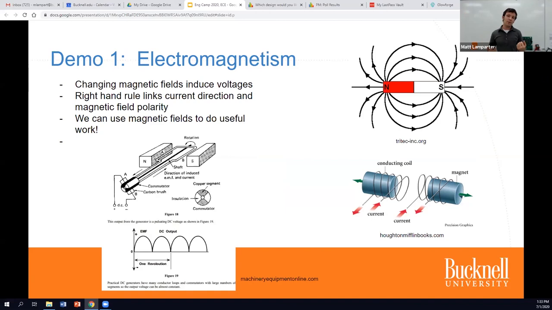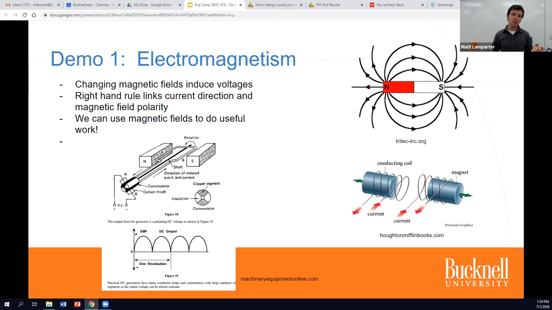The concept that's key to these motors and generators is called electromagnetism. Electricity and magnetism are so closely related that we can't talk about one without the other, so we call this concept electromagnetism. If you look at the diagram on my screen, on the left you can see the N and the S on those two rectangles. Those are two magnets, with a north pole and a south pole on each, and that sets up a magnetic field that goes from the north to the south.